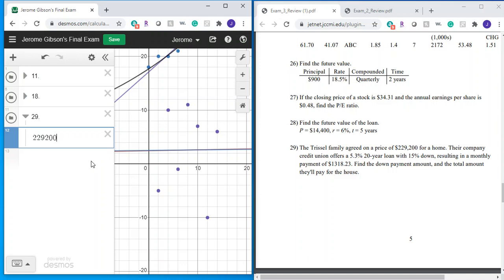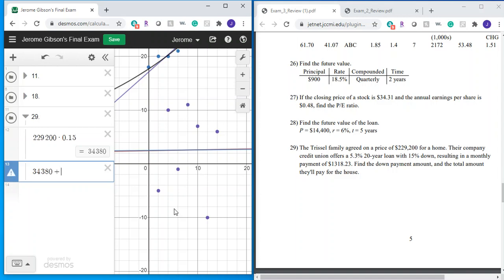So we'll take the $229,200 and then multiply that by 0.15. Now that gives us the down payment. We'll press enter. And then they want us to find out what is the total amount they'll pay for the house. So we would take this $34,380 plus the monthly payment.